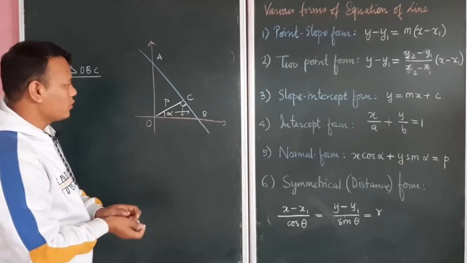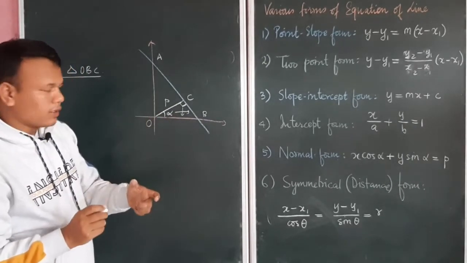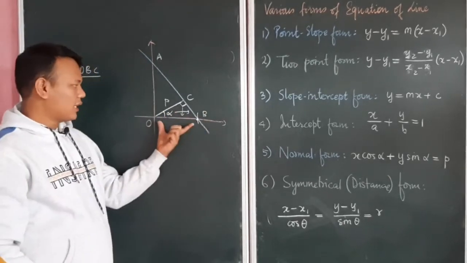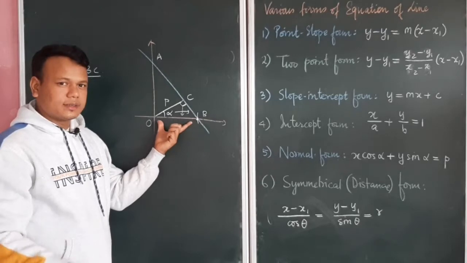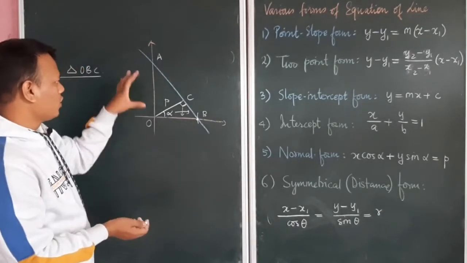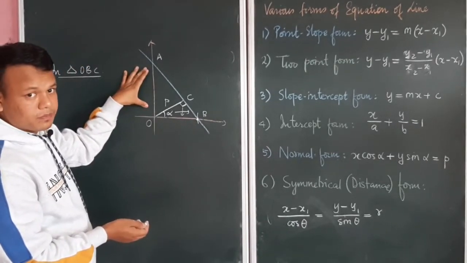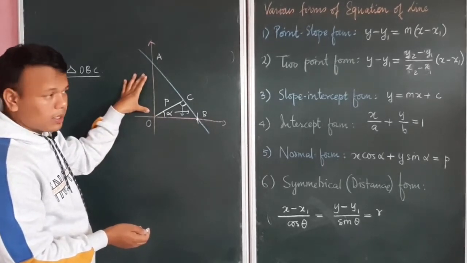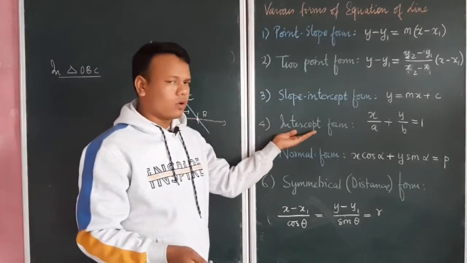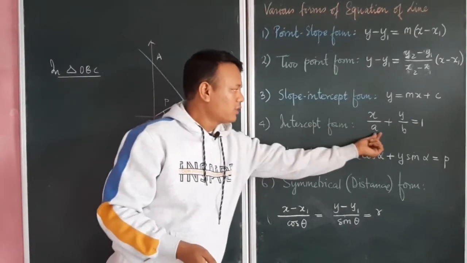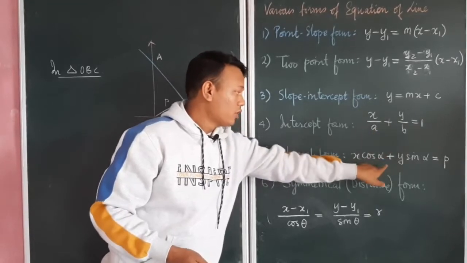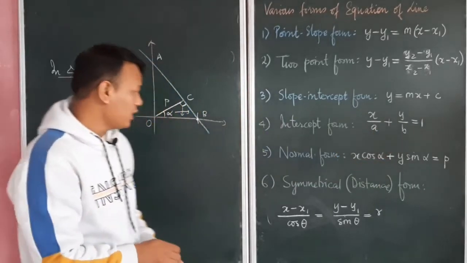So if you see here, what I am trying to find is the x-intercept, because this distance is called x-intercept, right? And similarly I am going to find the y-intercept as well. So we'll find the x-intercept, we'll find the y-intercept, and we'll make use of this intercept form, because A is the x-intercept and B is the y-intercept. We'll use this form to arrive at this form. Let's see how to do this.